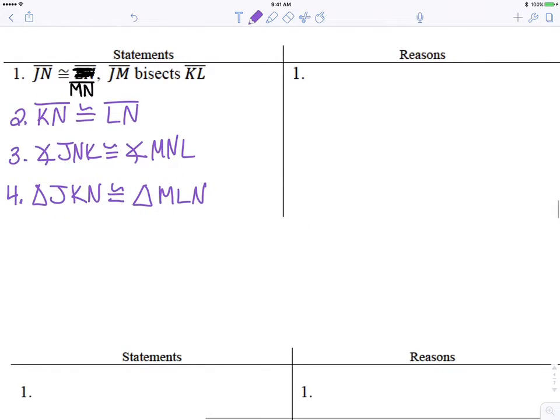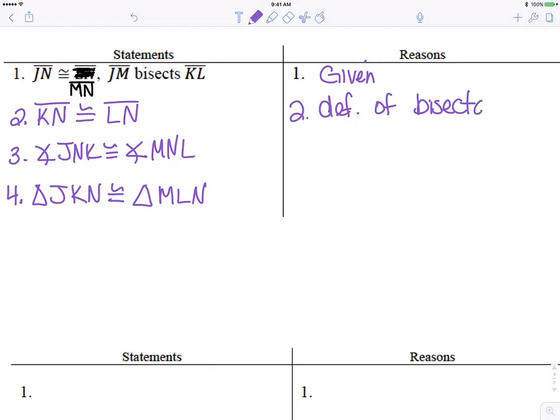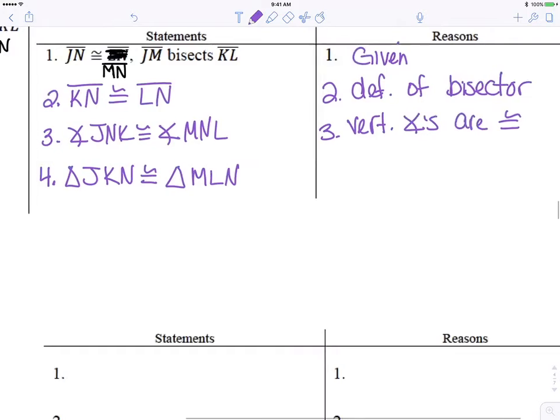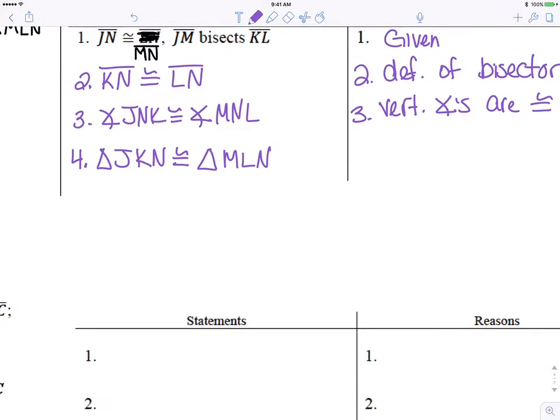Right, let's add the reasons. First reason is given. The second one we did because of the bisector, so that was the definition of a bisector. The third reason was by vertical angles, so vertical angles are congruent. And the last one is by side, angle, side.